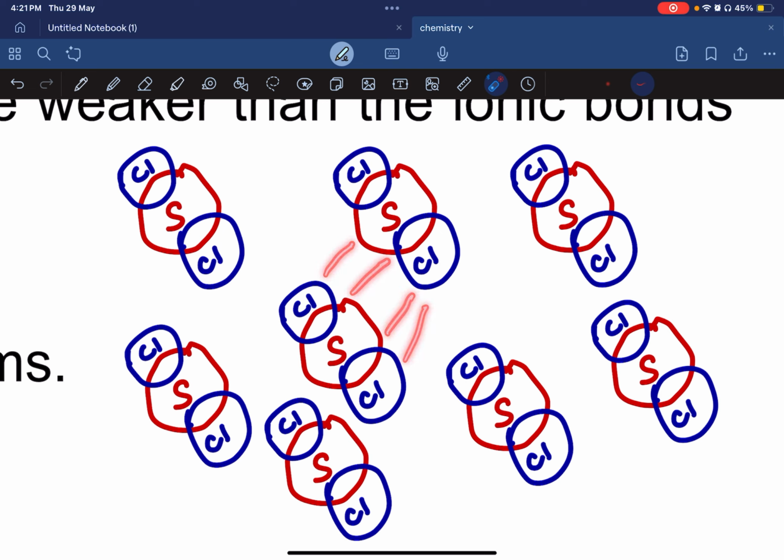And always remember, whenever you are melting a simple molecular substance or boiling a simple molecular substance, what you're doing is not breaking this covalent bond. Now with green I'm highlighting the covalent bond. This is your covalent bond between sulfur and chlorine. And with yellow, I'm highlighting the intermolecular forces. This yellow between the two molecules is the intermolecular forces.